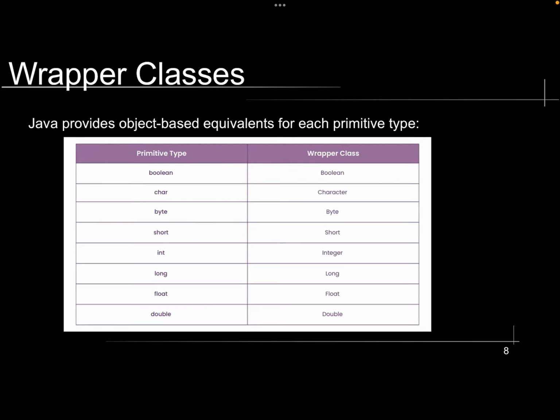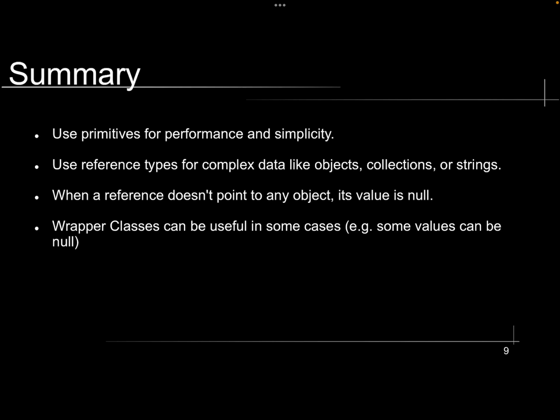Alright, that's it for today's video. That's a quick summary about primitive versus reference types. Please use primitives for performance and simplicity. Use reference types for complex data like objects, collections, or strings. And when a reference doesn't point to any object, its value is null. Remember that. And wrapper classes can be useful in some cases, but we'll look at that in later videos.